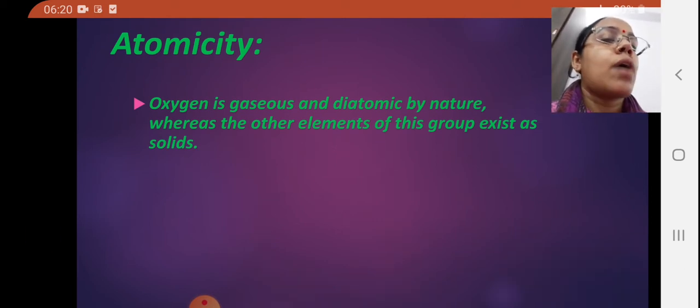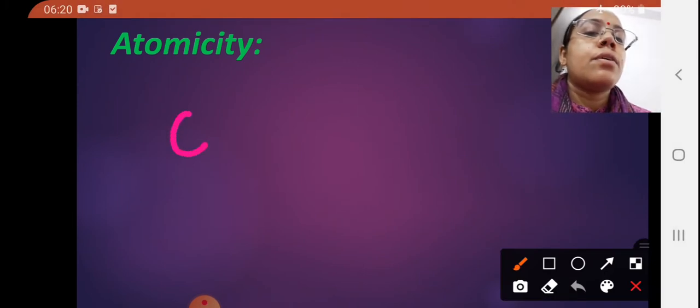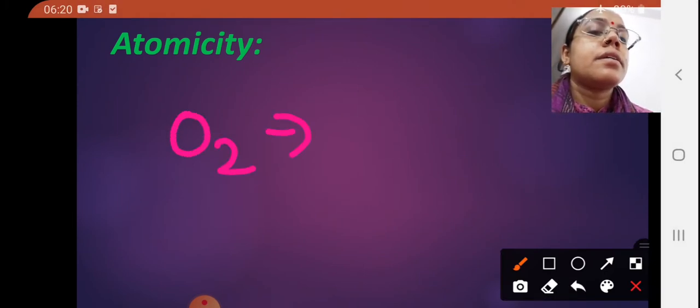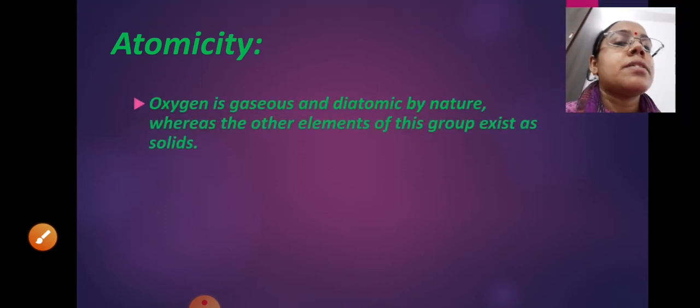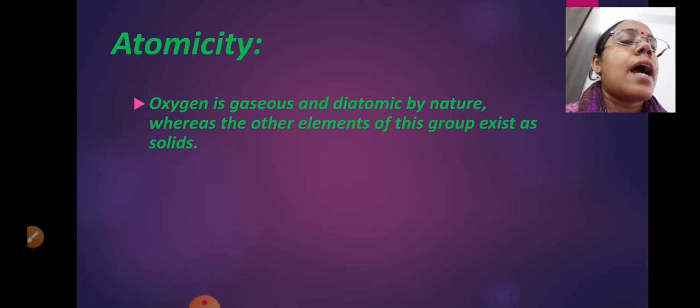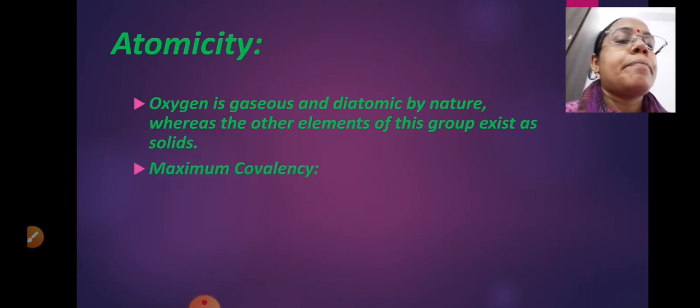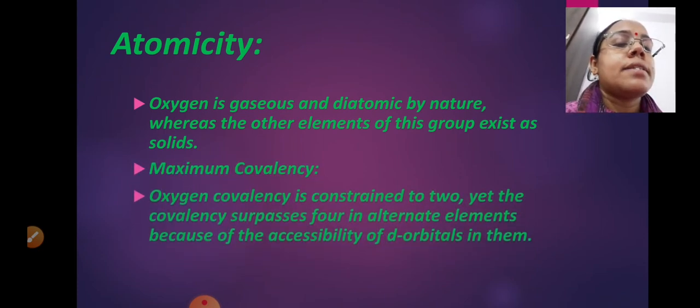And what is the bonding in O2? You can see here O2, it is O double bond O. Okay, so this is the atomicity. Oxygen is found in gaseous state and it is diatomic by nature, whereas the other elements of this group exist as solid.